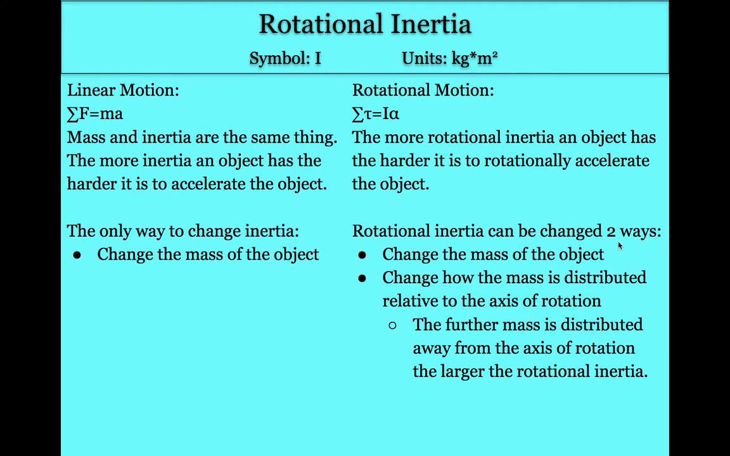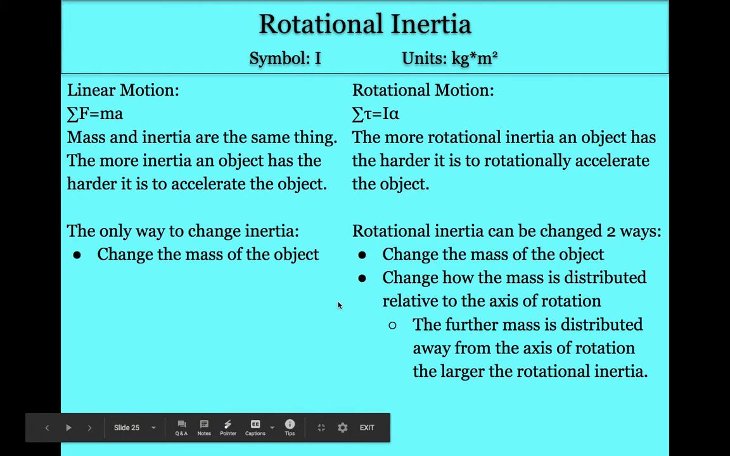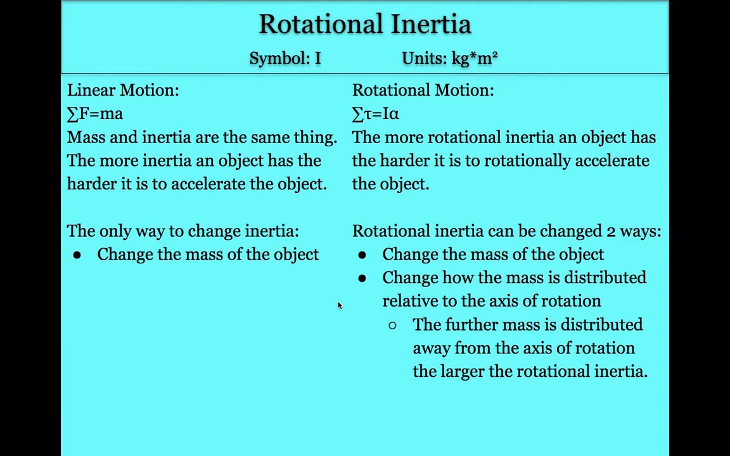But there are two ways that we can change rotational inertia. One is by changing the mass of the object: more mass, more rotational inertia. But we can also change how the mass is distributed relative to the axis of rotation. The further the mass is distributed away from the axis of rotation, the larger the rotational inertia. That's why in our windmill lab, the windmill where the mass was further out on the spokes had larger rotational inertia and therefore resisted accelerating more, so it had a smaller alpha, or rotational acceleration.